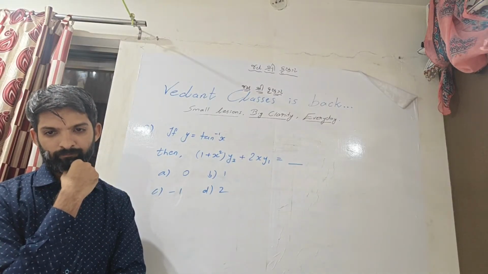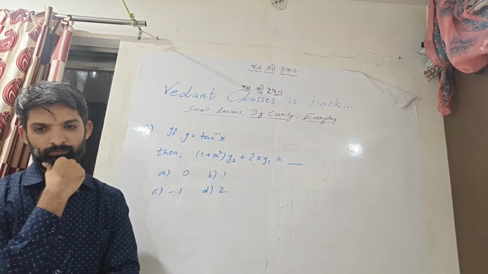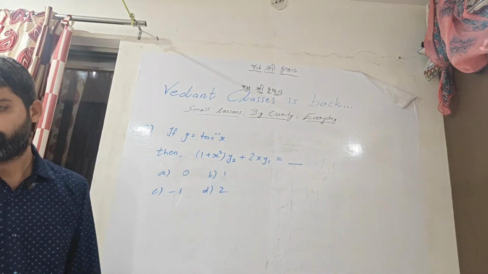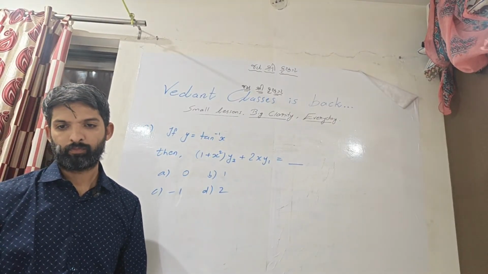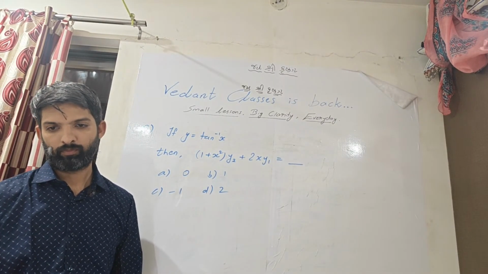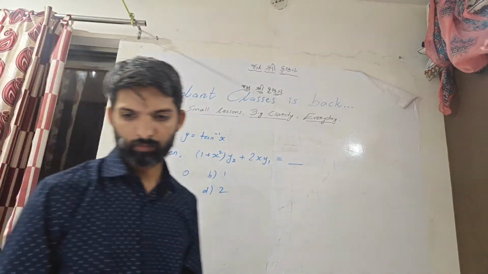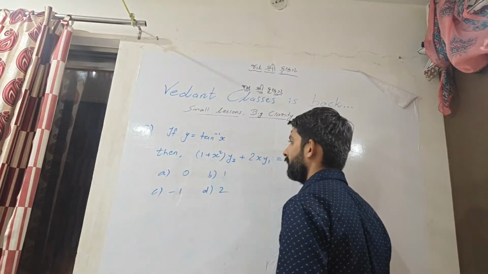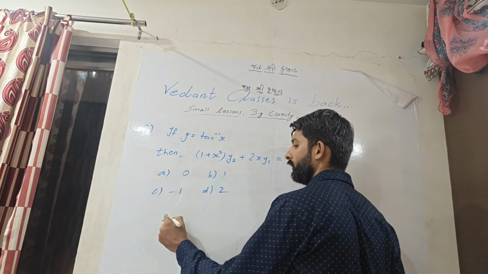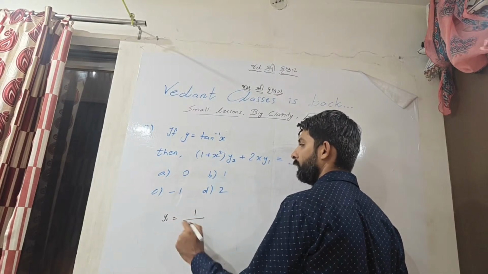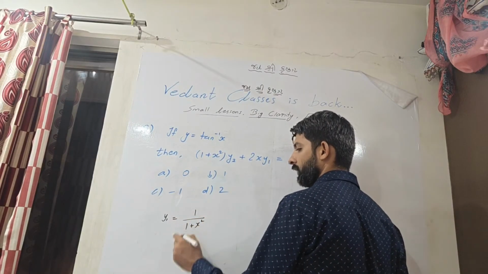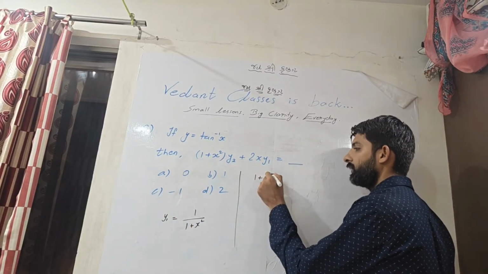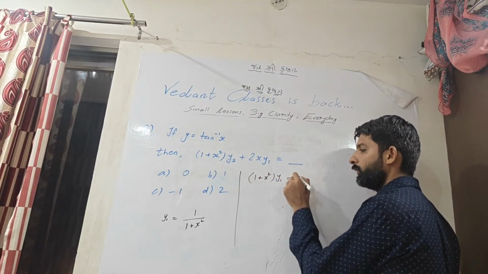Okay, very good. So good. Option A is the right answer. You have to find y1, so it will be 1 upon 1 plus x square. So when you multiply it over here, it will seem to be like this: 1 plus x square into y1 is equal to 1.